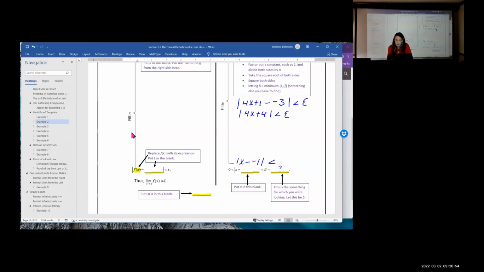Factor out the 4. So I'll take the 4 off of the x and the constant. That gives me x plus 1 less than epsilon. I can also take the 4 out of the absolute values.